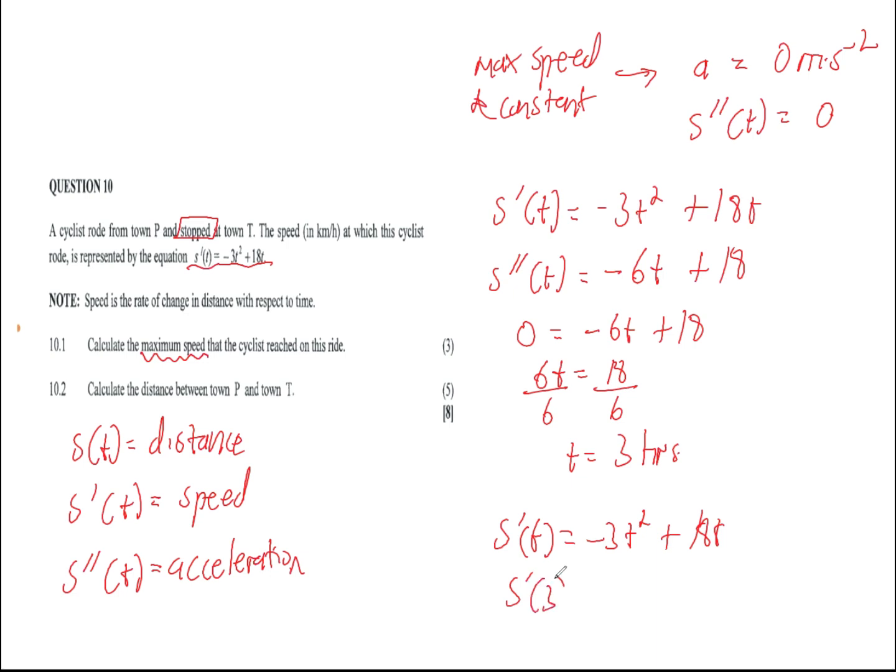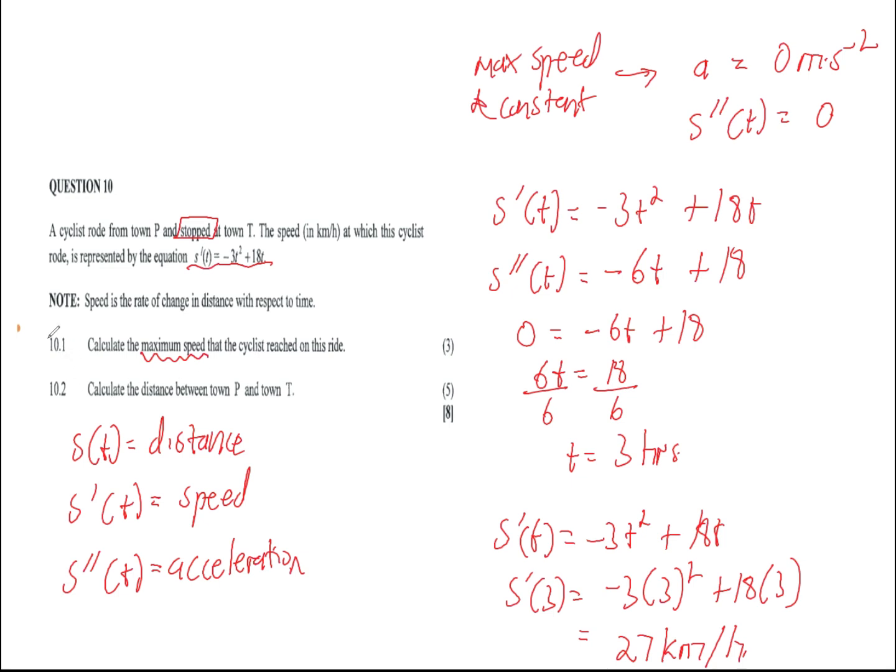So t is 3 here. That means I'm going to put 3 wherever there is t. And then when I punch all of that into my calculator, I get 27 kilometers per hour. So that is the maximum speed that will be reached by the cyclist after some time, right? After 3 hours. Okay, then that's how you were supposed to calculate that.